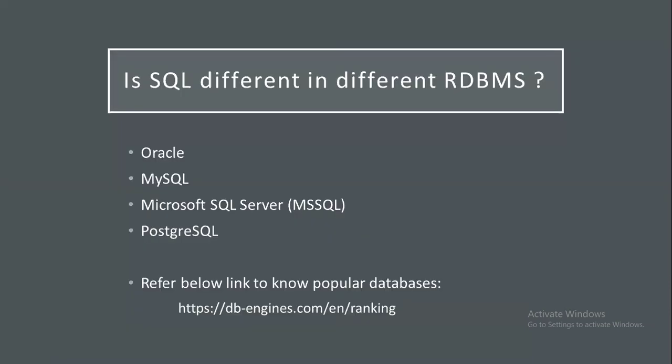Next, is SQL different in different RDBMS? Basically, these are all different types of RDBMS: Oracle, MySQL, Microsoft SQL Server, PostgreSQL, etc. All of these are relational databases, but with slight differences in syntax. If you know SQL Server, you can write queries for Oracle, MySQL, and PostgreSQL also. 90% of the queries are the same. Only 5 to 10% of the queries have slightly different syntax.